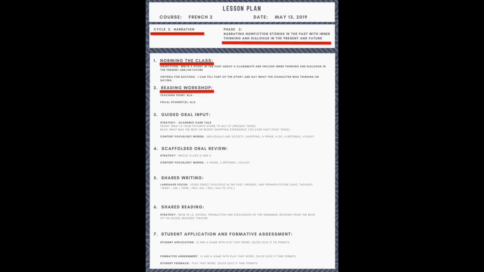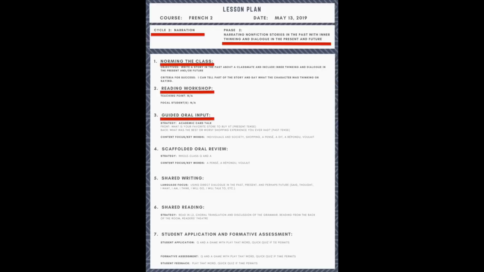The guided oral input is basically the heart of the lesson. This is where you're going to do something new. You're going to teach them something you brought for them, do a picture talk, movie talk, make a story, make a character, do a calendar talk, or do card talk. Today we will be doing card talk. So whatever it is, you're creating it new with the kids.